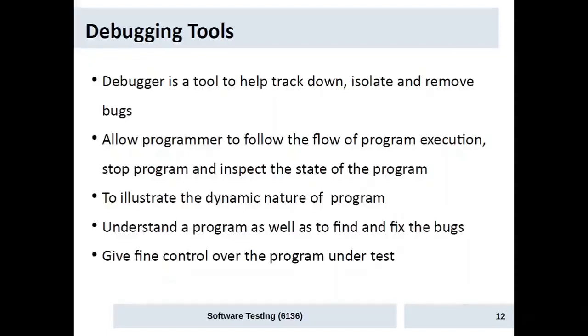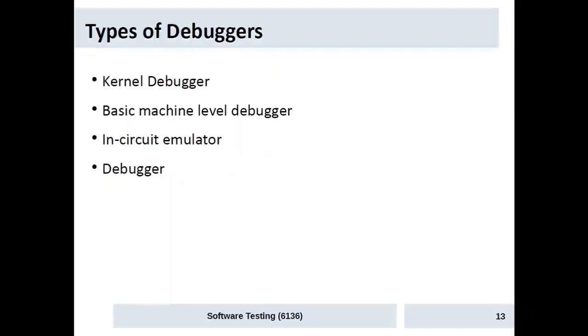Also, these debugger programs will help the programmer to get access to, or be able to control, the program under test. Now we will see different types of debuggers. First one is the kernel debugger. It is mostly used to debug problems with the operating system kernel, or the interactions with applications which heavily depend on the operating system, like device drivers or something like that. Second one is the basic machine level debugger.